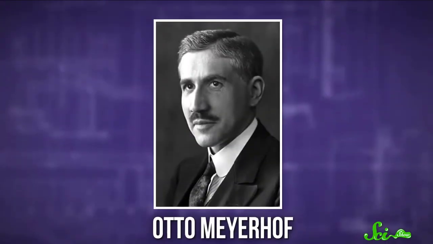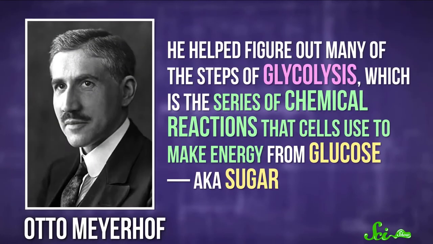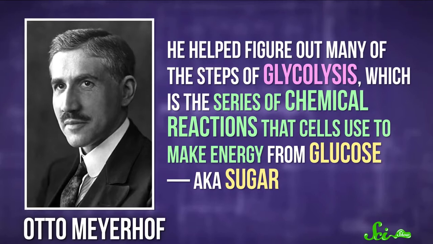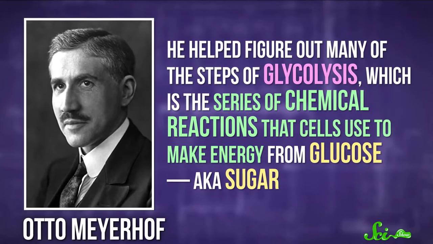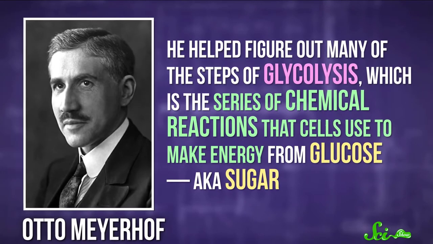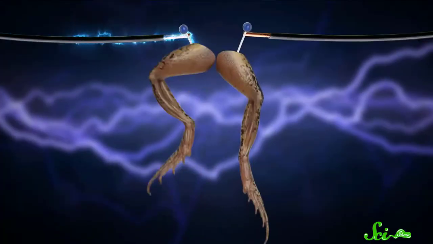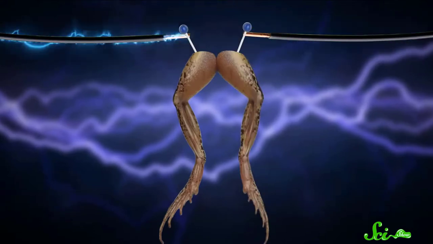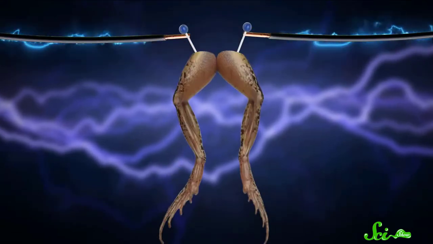It all started around 1920 with a German biochemist named Otto Meyerhoff. He helped figure out many of the steps of glycolysis, which is the series of chemical reactions that cells use to make energy from glucose, or sugar. He also kind of fit the mad scientist stereotype. If you've ever seen a scientist in a movie electrifying disembodied frog legs, well, Meyerhoff did that in real life. He took frog legs, just the leg parts, and he gave them electric shocks, making them jump and twitch.